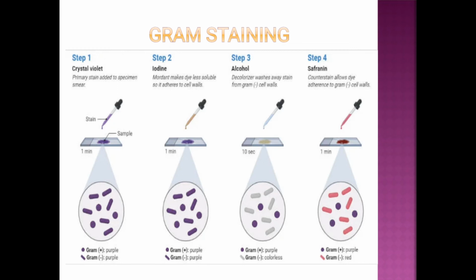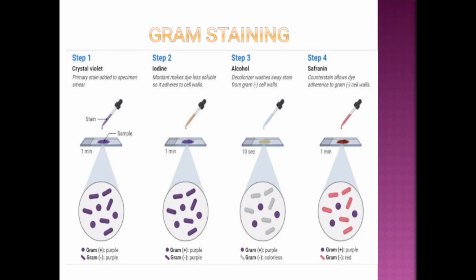Then you need to add iodine. Iodine is used as a mordant, so it will form a crystal violet iodine complex. And after that, you have to add alcohol, which acts as a decolorizing agent. So basically what happens in gram staining is that gram positive bacteria are stained violet in color because they contain peptidoglycan in their cell wall, so they are able to retain crystal violet.